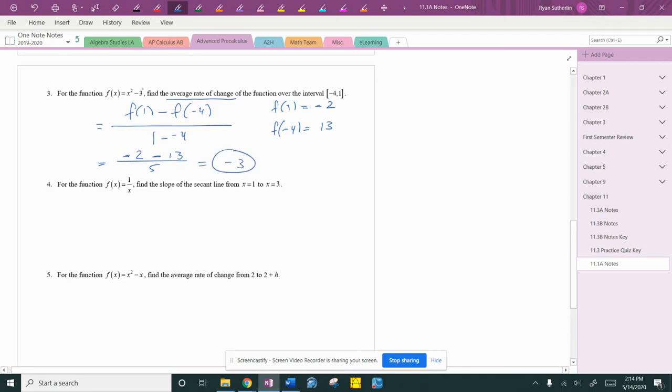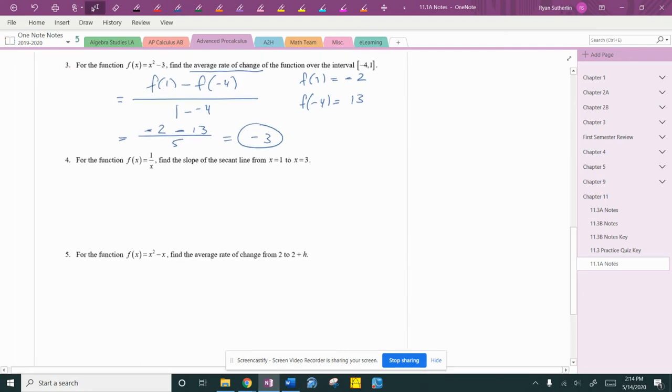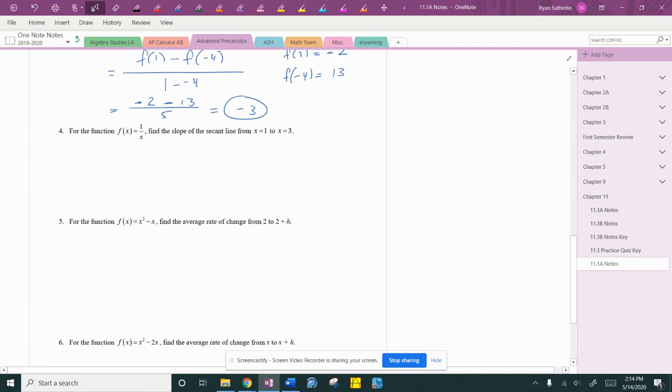So if we think of this as being a position function, this would be the average velocity. And so the negative would indicate moving back towards home, or to the left or right, depending on how it's classified. Number 4, for the function f of x equals 1 over x, find the slope of the secant line. Now, this slope of the secant line, it's not asking anything different. This is asking for the average rate of change.